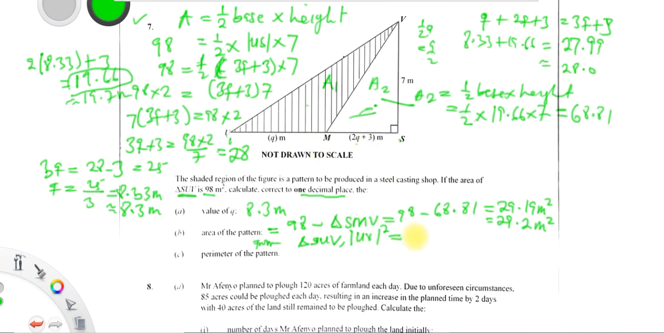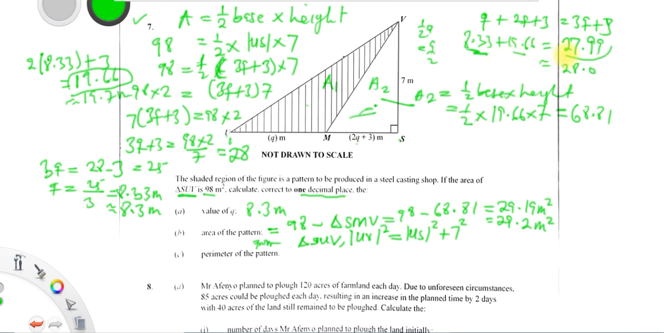So what did we get, guys? Let me write. It means UV squared is equal to US squared plus this side, the height, 7 squared. What did we get for US? This one is Q plus 2Q plus 3Q. Q is 8.33, and then this side MS is 19.6.